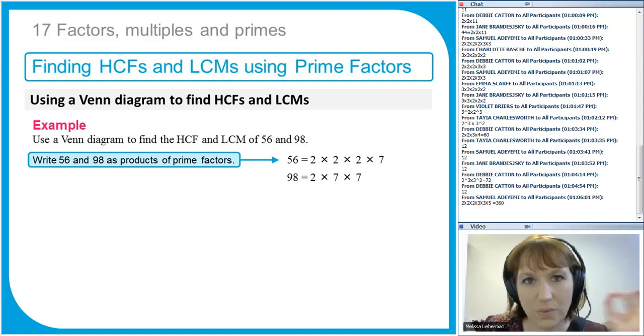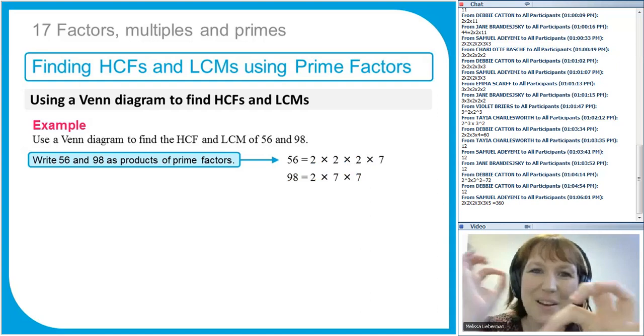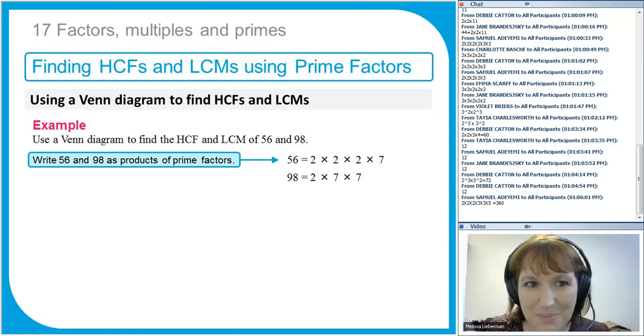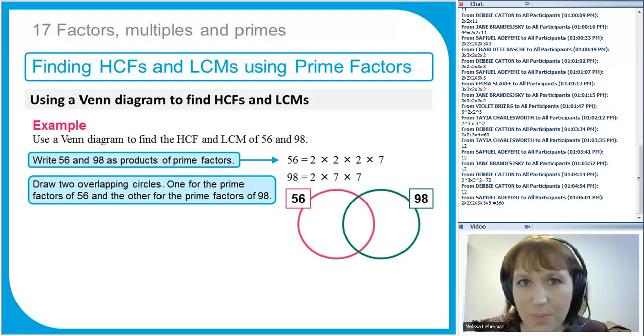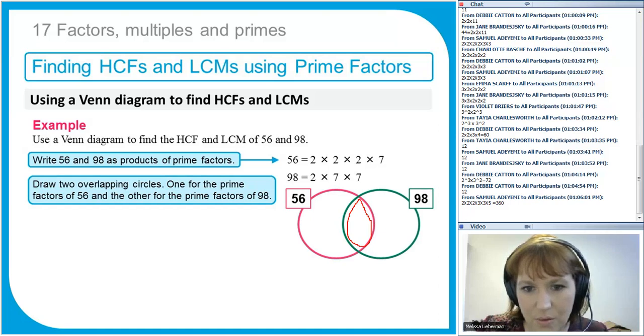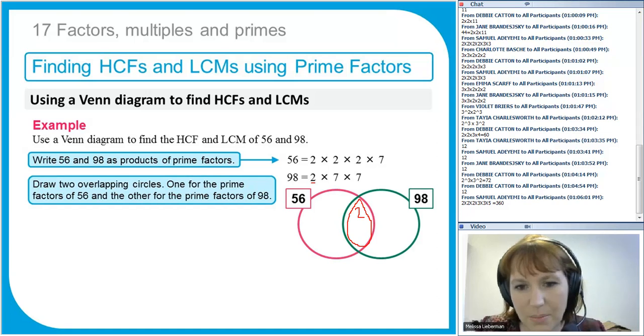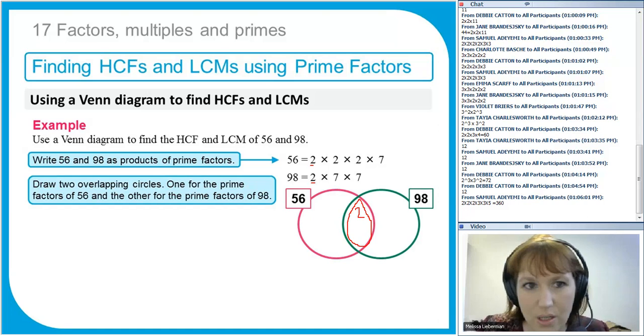So 2 circles, 1 circle for 56. I don't even know if you can see my hands on the camera. 1 circle for 56, 1 circle for 98, and label them so you don't get them mixed up. You don't have to use colours unless you want to. And then the first step will be to fill in the section here in the middle with the numbers that are in both lists. So we've got 2 in both lists, so we'll put 2 in here. No, there's only 1 2 in 98, so we can't put any more 2s, but we do have a 7 in both lists as well. So in the overlap, we've got 2 and a 7.